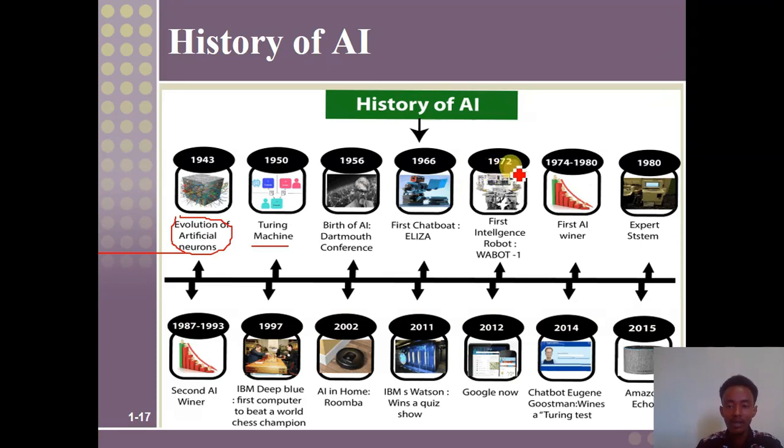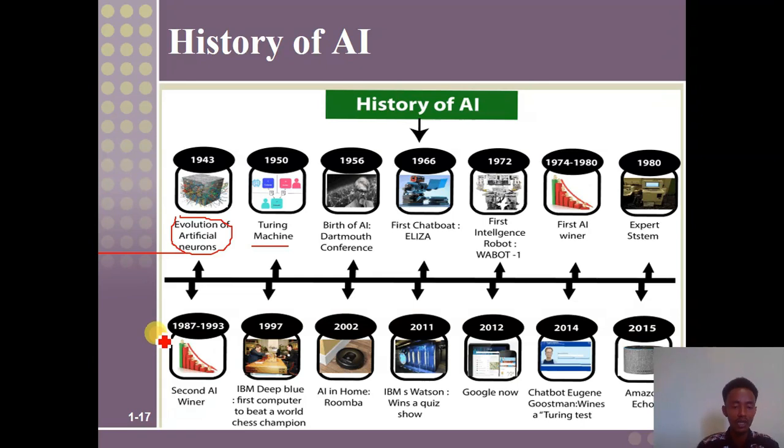Another one, in 1972, the first intelligent robot, WABOT-1, emerged. In 1974 through 1980, the first artificial intelligence winter was introduced, and in 1980 the expert system was developed. An expert system is a system which has good knowledge of one particular subject area.